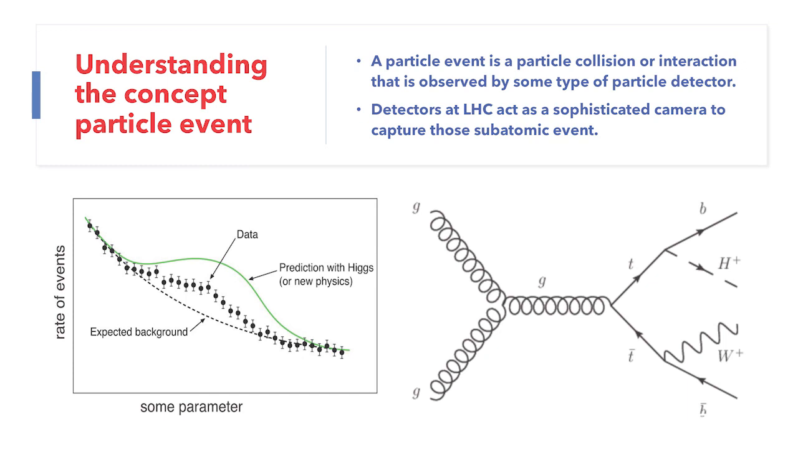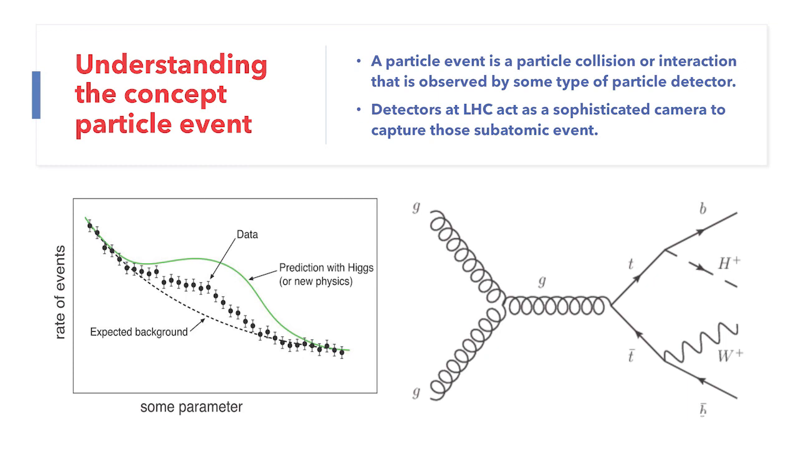In section 2, I want to cover the concept of time triggering. So what is meant by a particle event in terms of particle physics? A particle event is a particle collision or interaction that is observed by some type of particle detector. Detectors at the LHC act as a sophisticated camera, which I have already mentioned in the first slide, to capture those subatomic events.